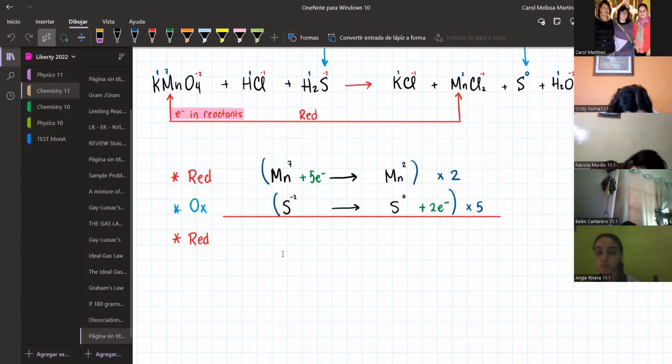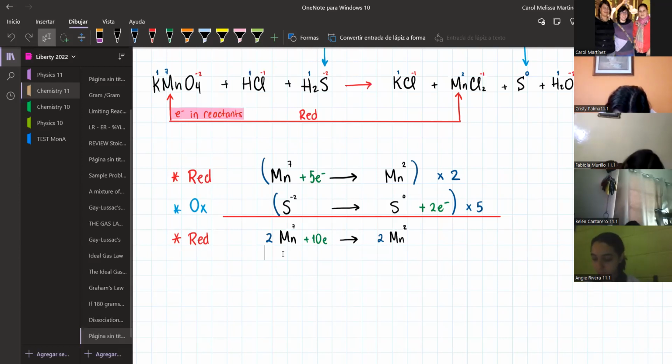We apply the distributive property and we multiply each part of the reaction, the half reactions. Remember, this is the method that we know as half reaction. Anyway, so you multiply every number. So 2 times manganese gives us 2 manganese. 5 and 2 makes 10 electrons. And then 2 times manganese gives me 2 manganese with a charge of 2.